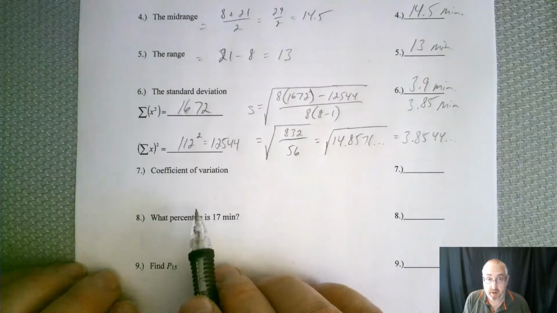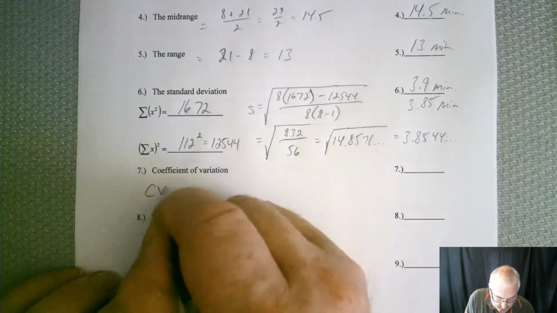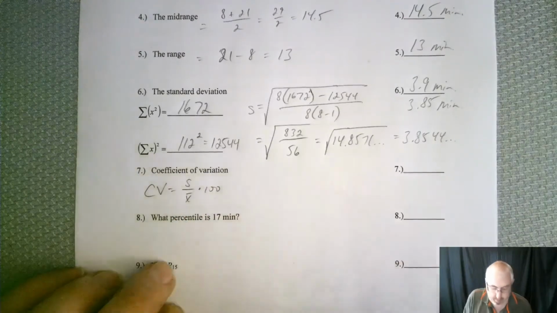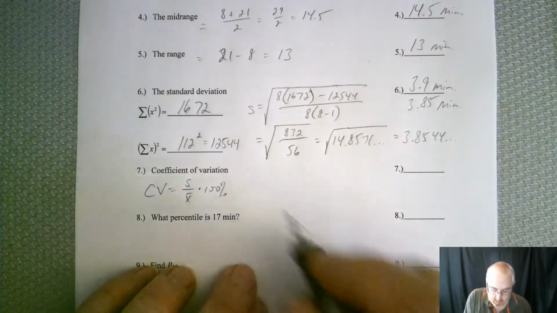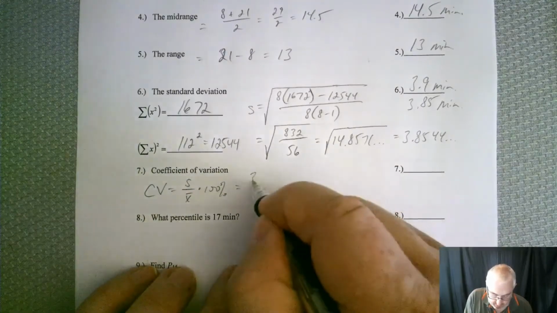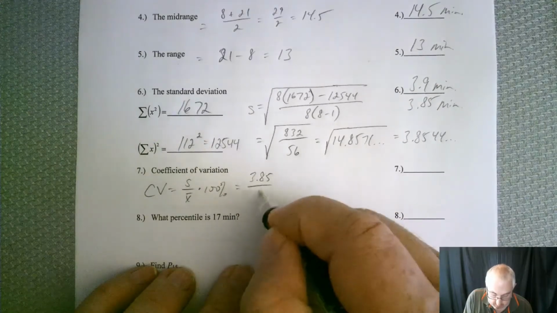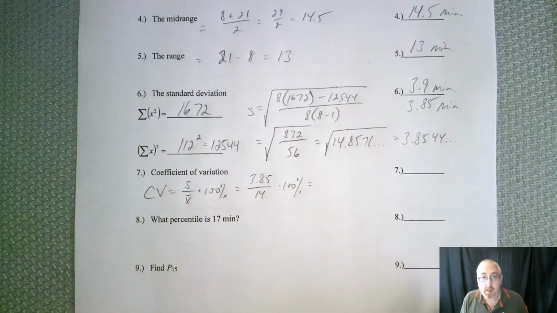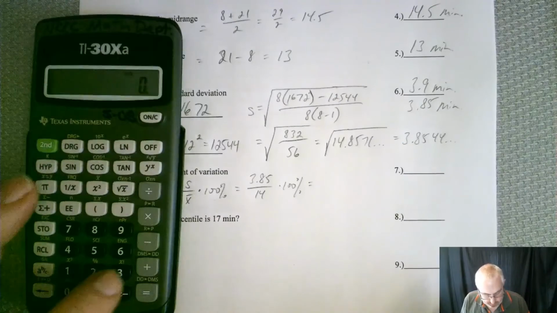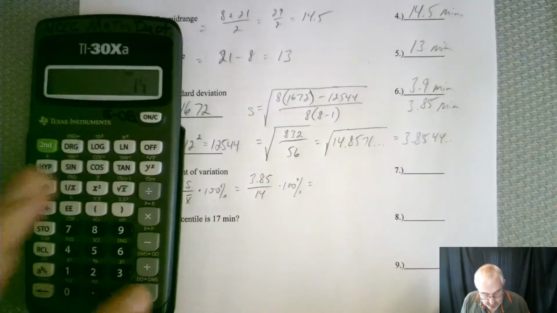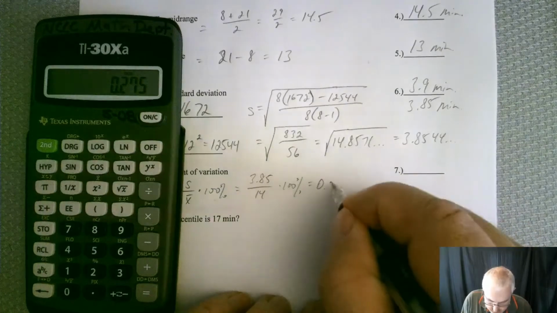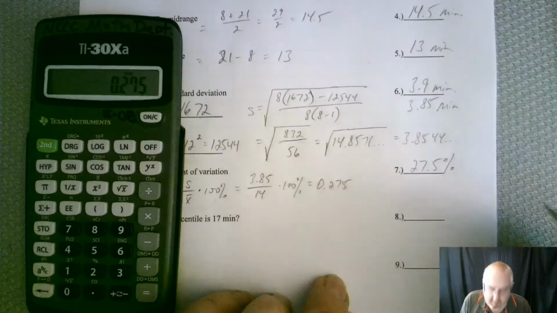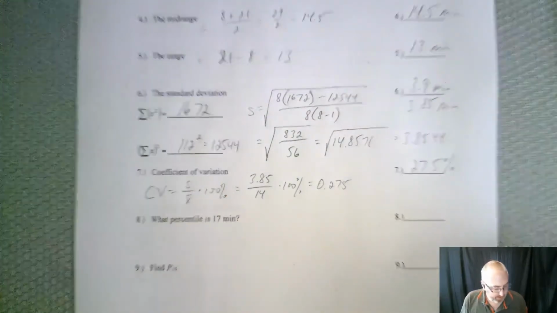All right, coefficient of variation, remember, is a formula. It is the standard deviation divided by the mean times 100%. So in this case, we're just going to divide. I'm going to use the 3.85 version, and our mean was 14. So let's see what that gives us. 3.85 divided by 14 equals, oh, that's a nice answer. So we should get 27.5%.